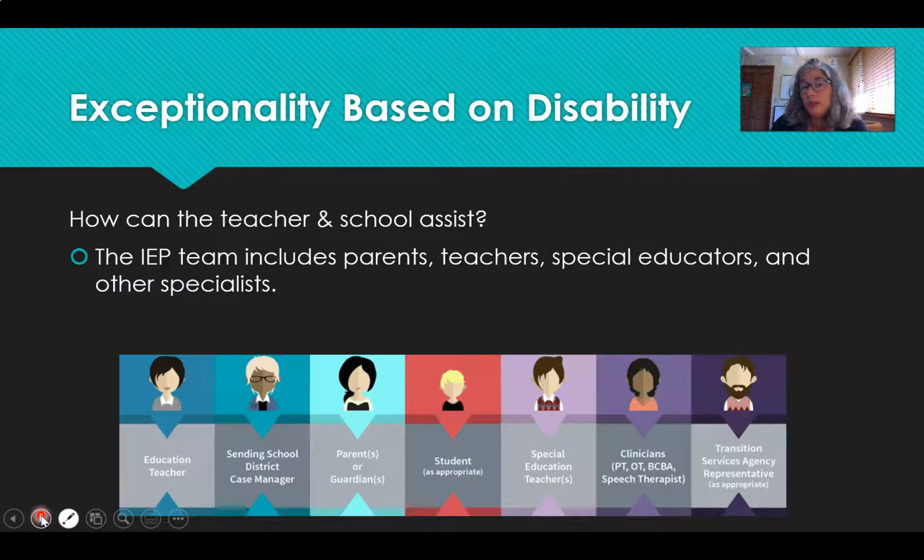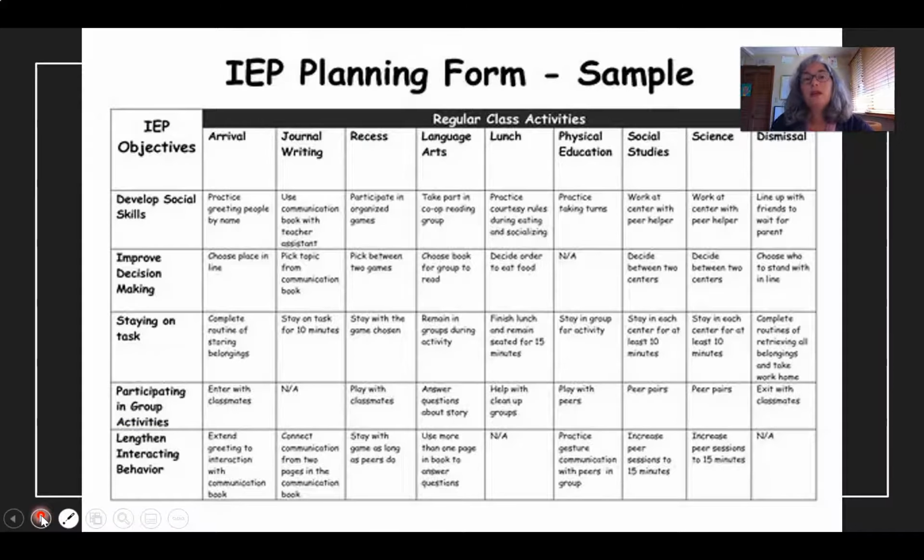First is the IEP team. The IEP team can vary depending upon the school district, but it usually is comprised of parents, teachers, any special educators from the school or the school system, and any other type of specialist that might be relevant to the student's disability. And you can see down below a variety of professionals who might make up the IEP team. This is just a sample that I found to give you an idea of the IEP planning form, the things that they might look at.